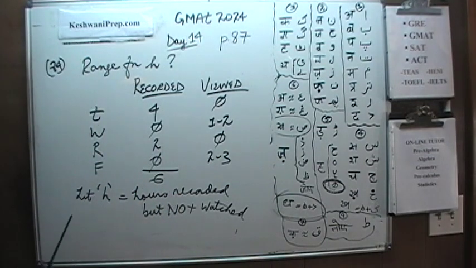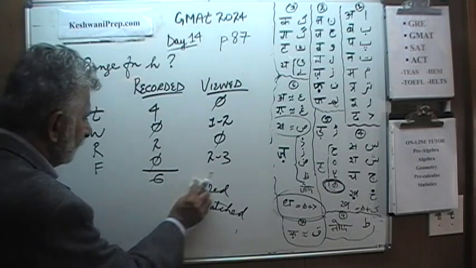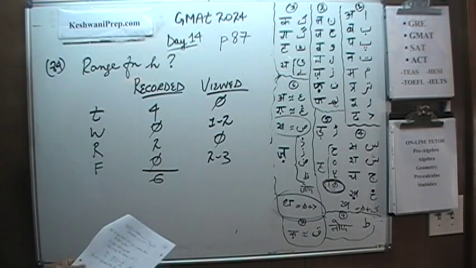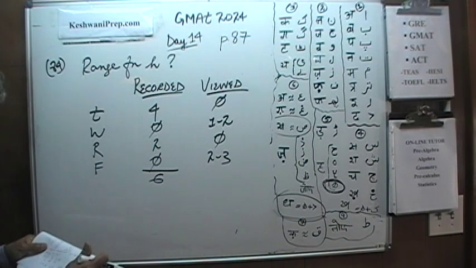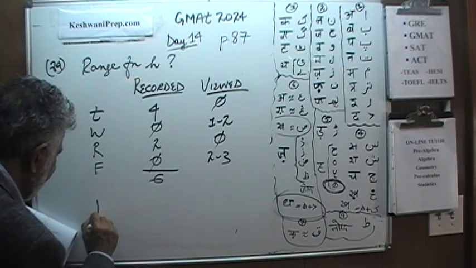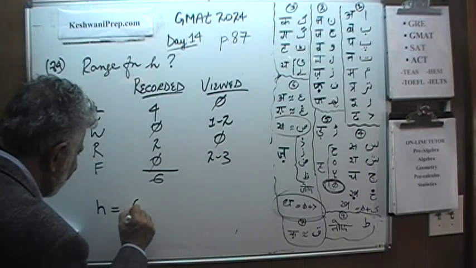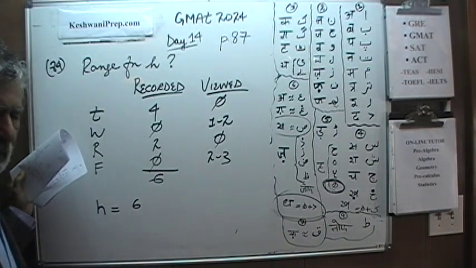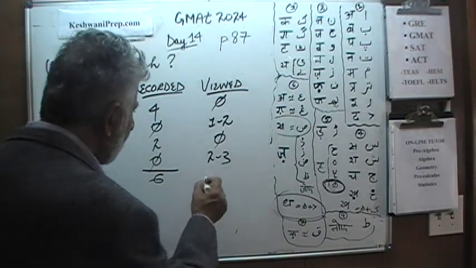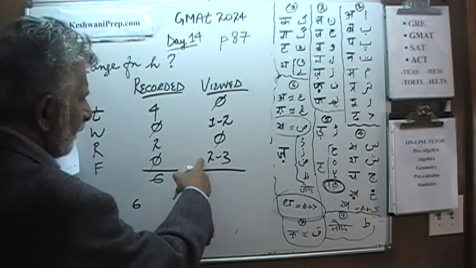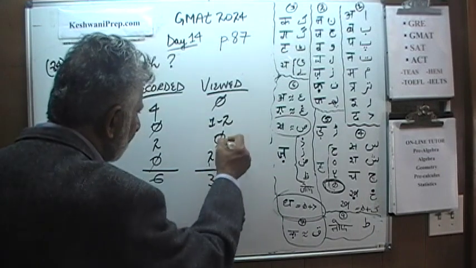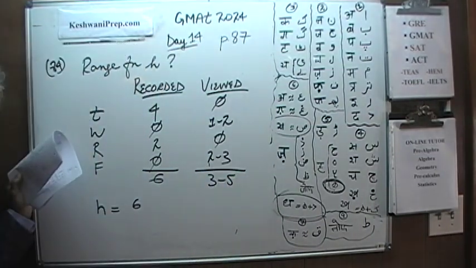Let's do it on the bottom here. So we're looking for the range for H, and 6 hours were recorded. And how many were viewed? How many hours did we watch? Between 1 to 2 hours, between 2 to 3 hours. So if you add up this one, 1 plus 2 is 3, and this is 5. That's all it is.